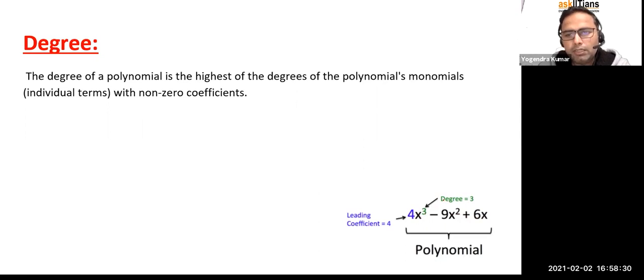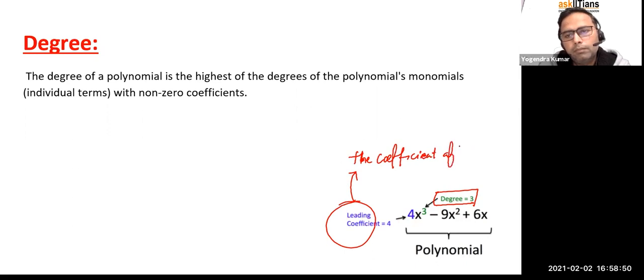So what is the highest exponent? Degree is what? 3 here, because the highest exponent is 3 here. And by the way, this 4 is called the leading coefficient. What is the leading coefficient? The coefficient of the highest exponent variable term. Highest exponent term, we can say like that.